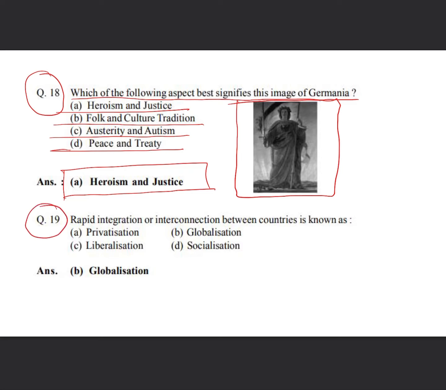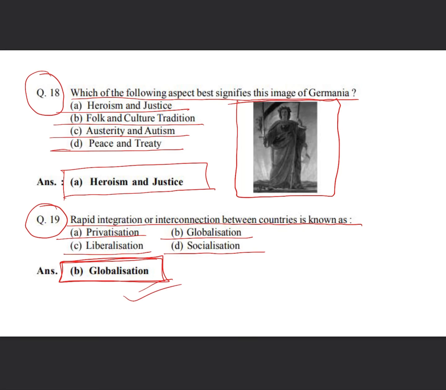Question number 19. Rapid integration or interconnection between countries is known as option A, privatization. Option B, globalization. Option C, liberalization. Option D, socialization. So the correct answer is option B, globalization.